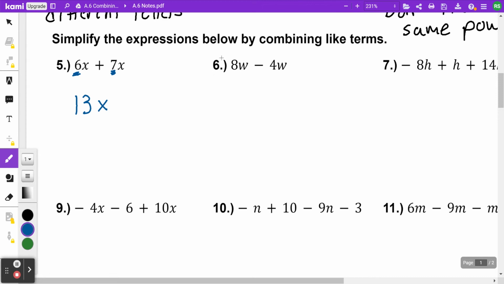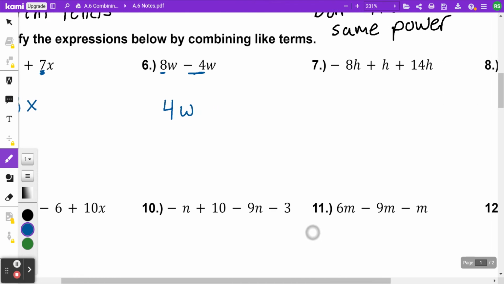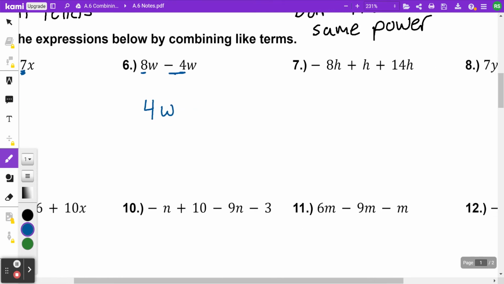Okay. For number 6, 8w minus 4w. Again, those are like terms because it's the same variable to the same power. This time we're going to do 8 minus 4, which is 4. And then the w is going to come down right next to it. The w is kind of like their last name. We're like putting these groups together. It doesn't change their last name. It stays the same.